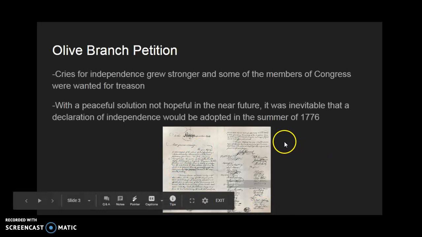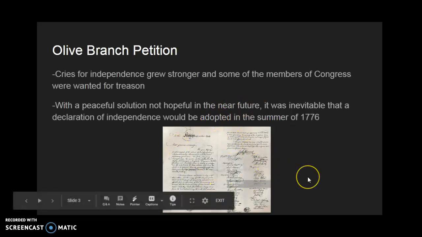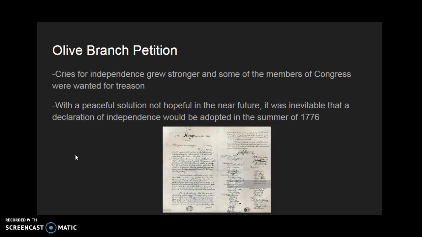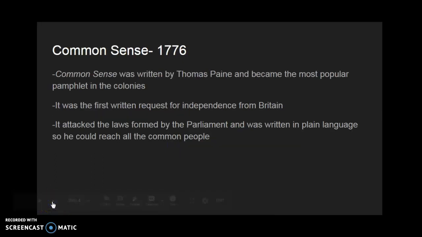This is an image of the document itself that they had, the petition. So I thought that was important for you to see. You'll see a lot of our forefathers. You'll see John Hancock right there. Their signatures. Okay, so that was the Olive Branch Petition.